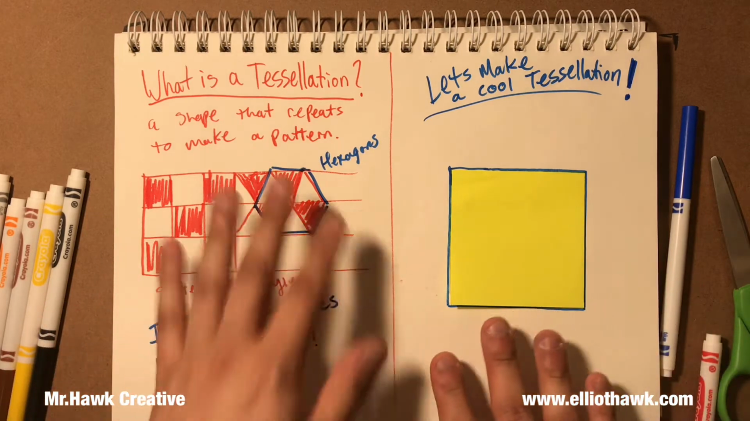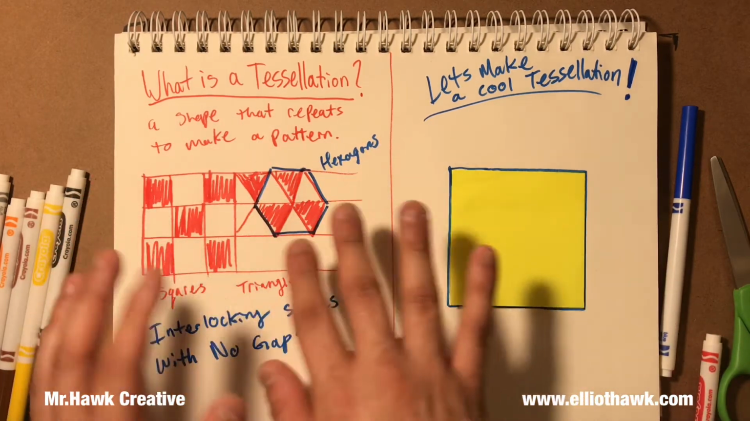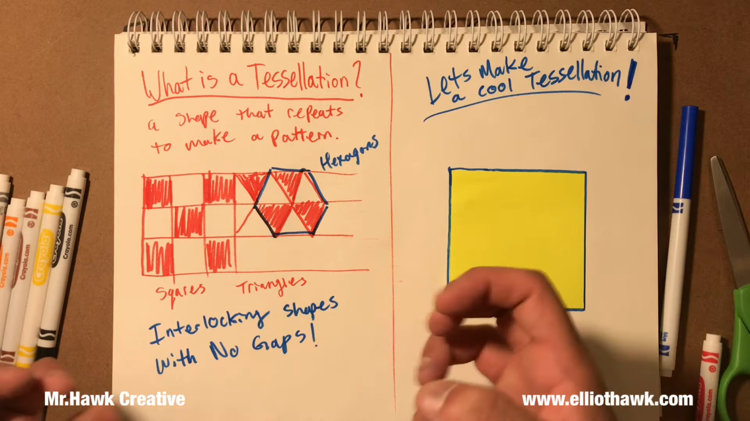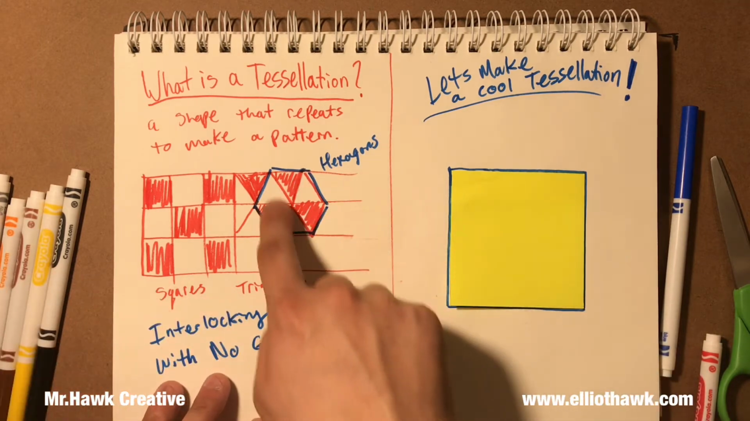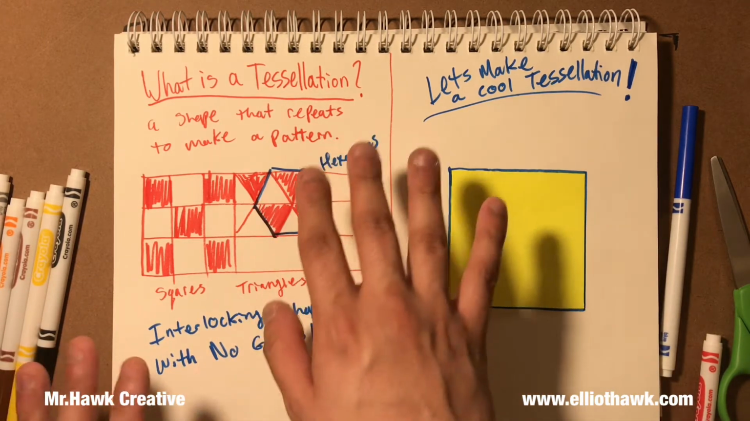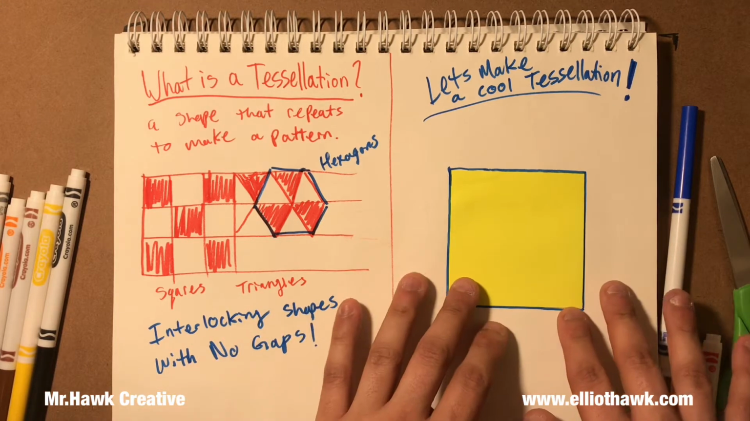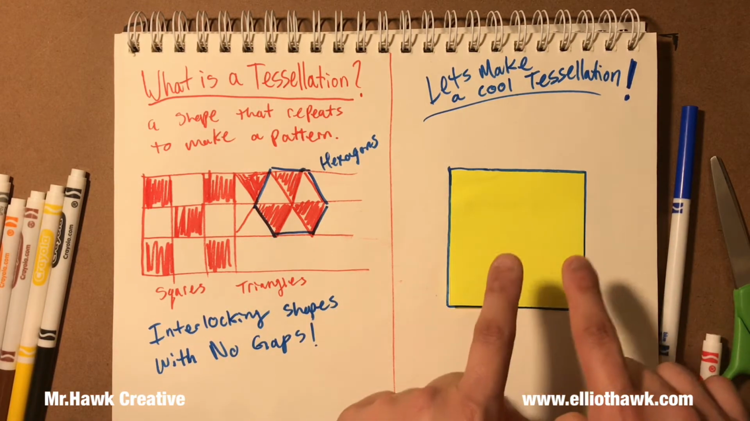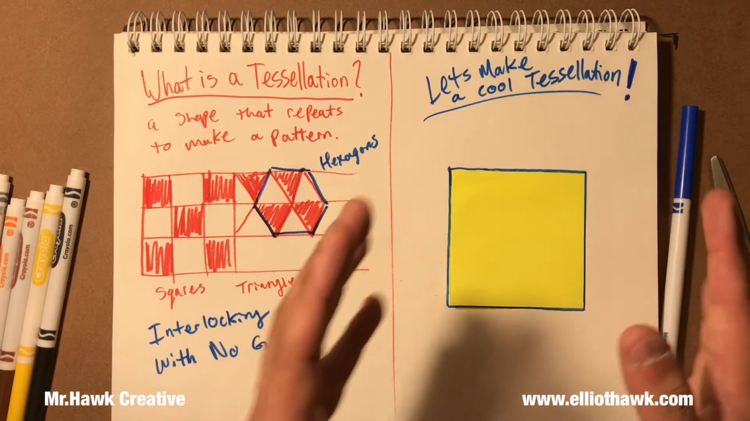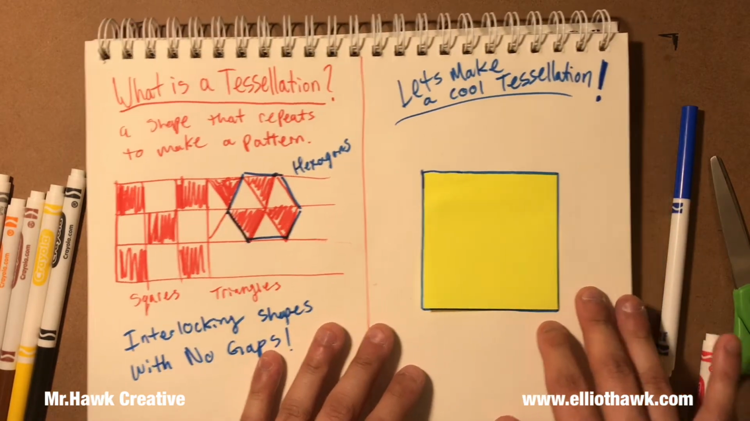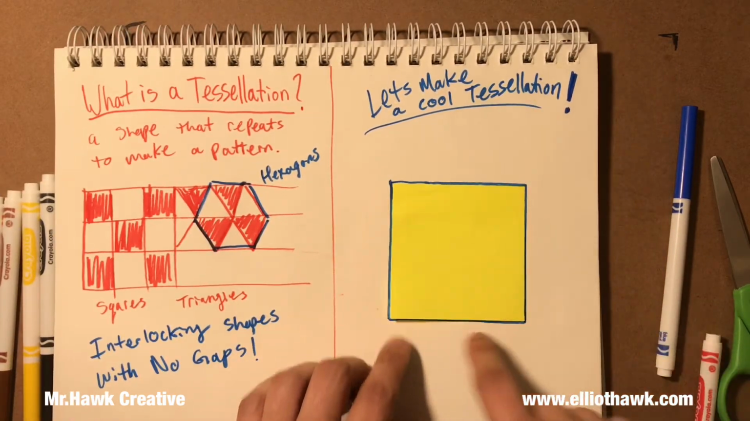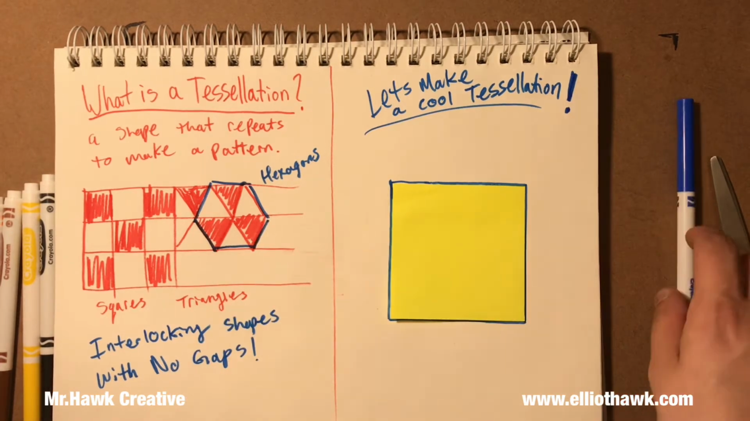Alright, so we're not going to worry about how many interlocking shapes there are that can make cool tessellations using generic shapes like triangles, squares, and hexagons. But today we're going to be mainly focusing on manipulating a square into a cool tessellation. So, I've gone ahead and outlined it right here so that way you could see it on the camera a little bit better.